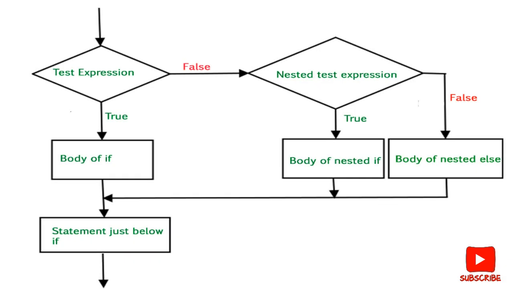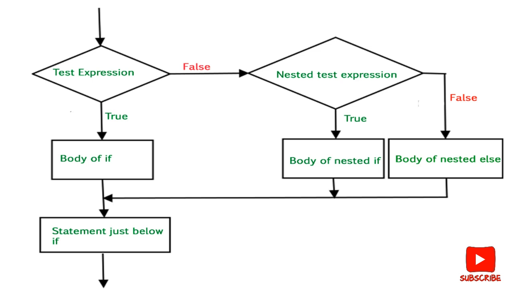Next, let's look at this flowchart that explains nested if statements in Python. A nested if statement means an if statement inside another if statement, and it helps you evaluate more than one condition before taking an action. Let's break it down. First, Python evaluates the test expression. If this condition is true, the program moves to the body of if and executes the code there. And if the condition is false, the program skips the main body of the if block and evaluates the next set of conditions. This is where the nested test expression comes in.